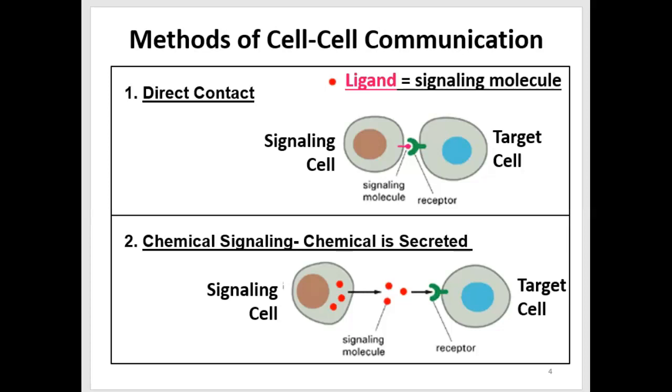The signaling cell has a protein signal embedded in its cell membrane, which binds to a receptor protein in the membrane of the target cell. Notice that in the picture of direct contact on the slide, the signal is drawn as pink and the receptor is drawn as green. Receptors are commonly drawn in this manner to show that they have a specific site where a signal binds.